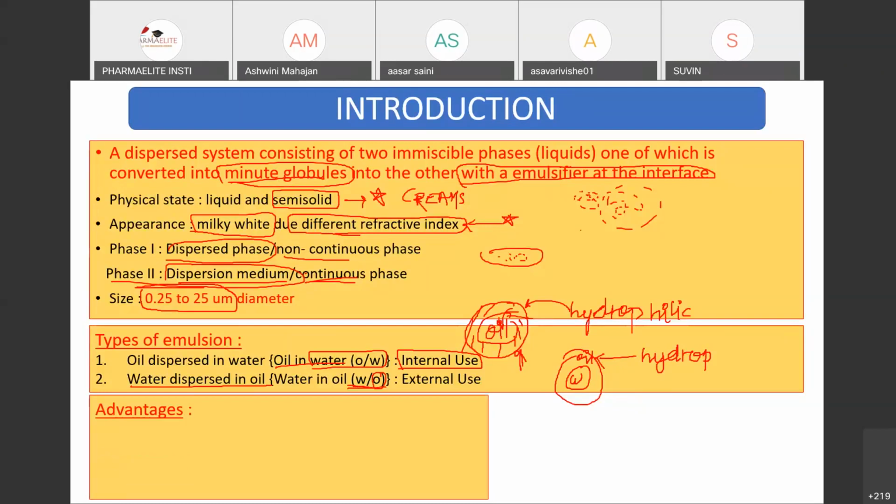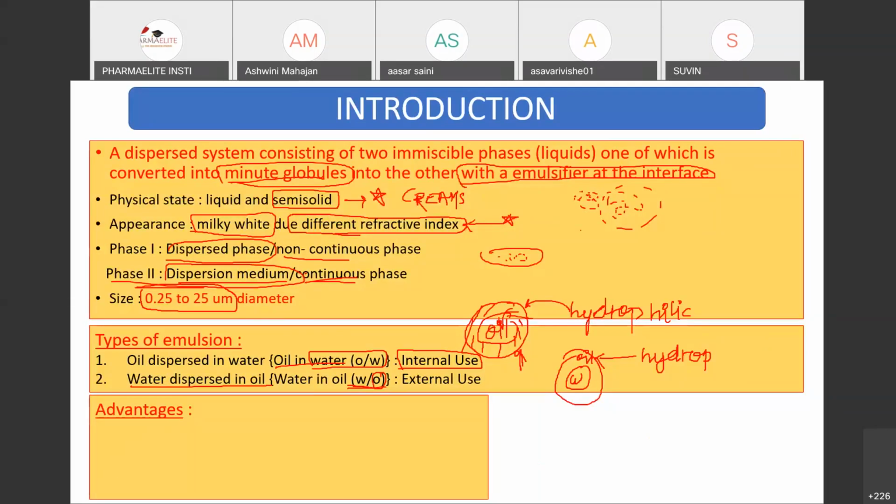Going further, talking about different advantages and disadvantages with regards to your emulsions. No one is going to ask you in detail about the different advantages of emulsions. Just to get an idea, let's compare it. Nobody will ask you in the entrance what the advantages or disadvantages of this are. Such easy questions will never be a part of your entrances. However easy the paper may be, such questions will not come.